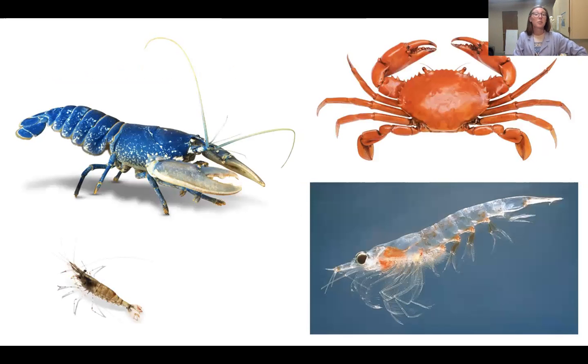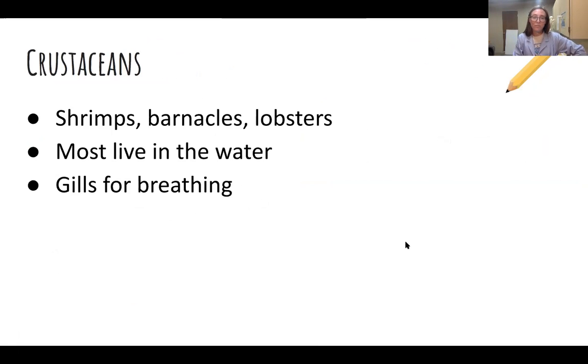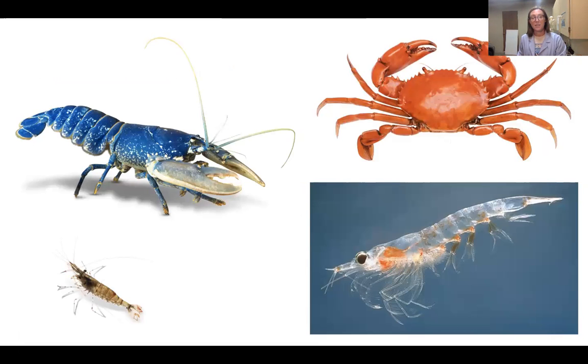Next group that we're going to look at are going to be our crustaceans. Crustaceans make up a huge group, right? They're things like crabs or lobsters or prawns, typically things that tend to live in the ocean. Shrimps, barnacles, like that you see growing on ships and stuff, those are technically an arthropod. How nuts is that? Lobsters, crabs, they mostly live in the water, and they have gills to help them breathe.